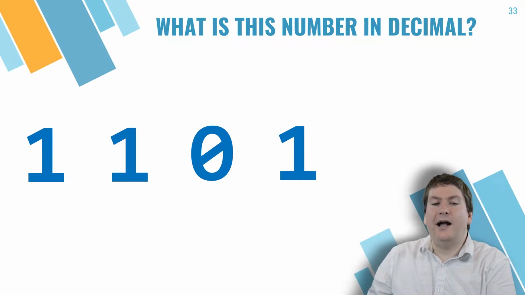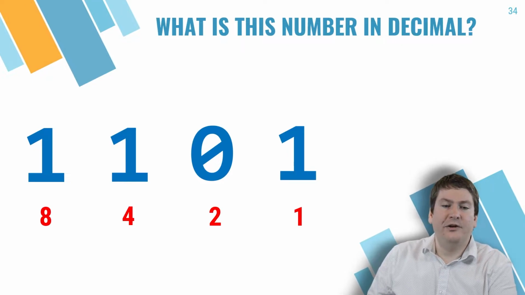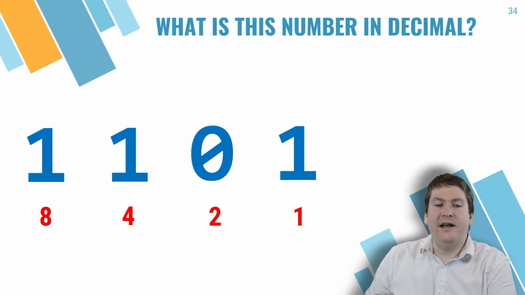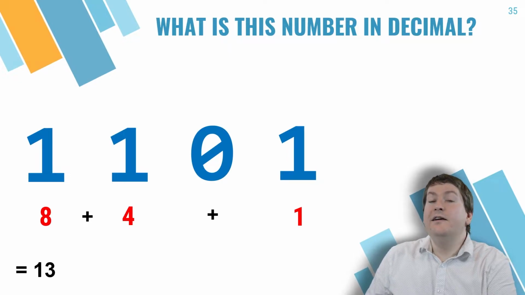Okay, and we're back. Hopefully you have a solution that we can check. So we start by writing the numbers under it, and these are those powers of 2 that we just saw before. And wherever there's a 0, we ignore it, and wherever there's a 1, we add it to our total. So our total here would be 8 plus 4 plus 1. We get rid of that 2, and we add the 8 plus the 4 plus the 1, and that equals 13. So this binary number is equal to 13 in decimal.